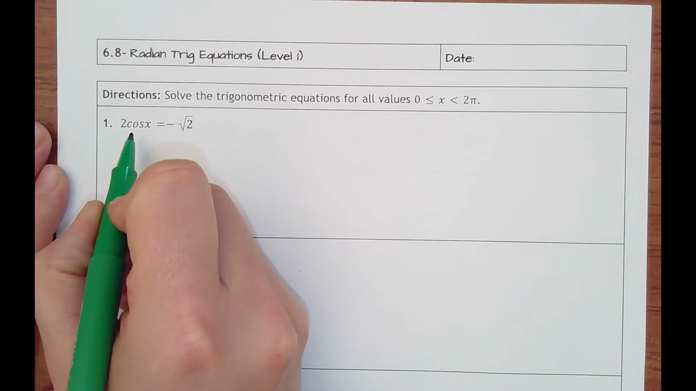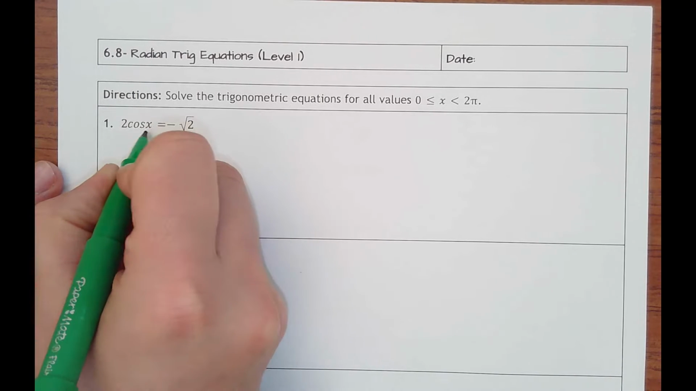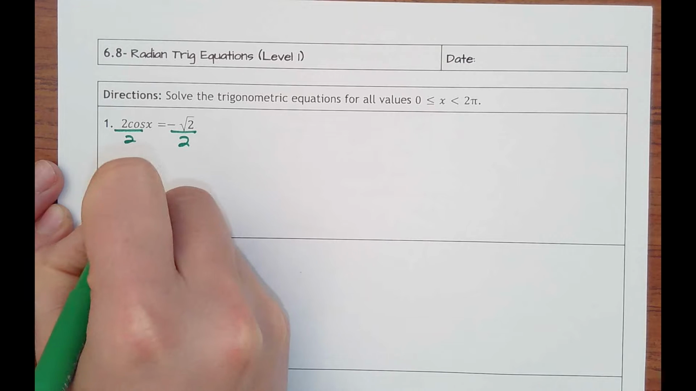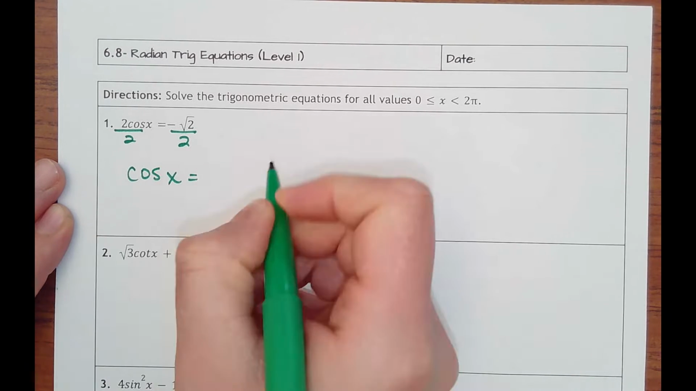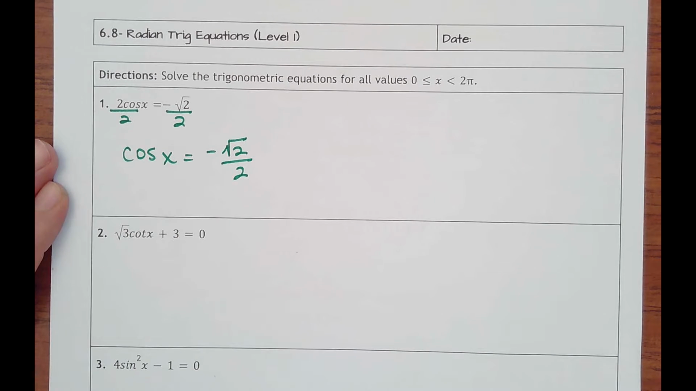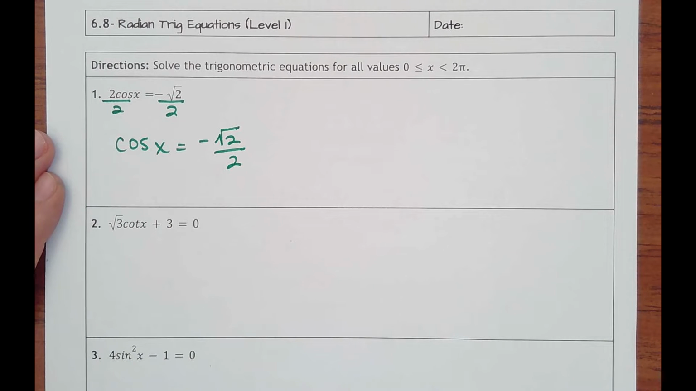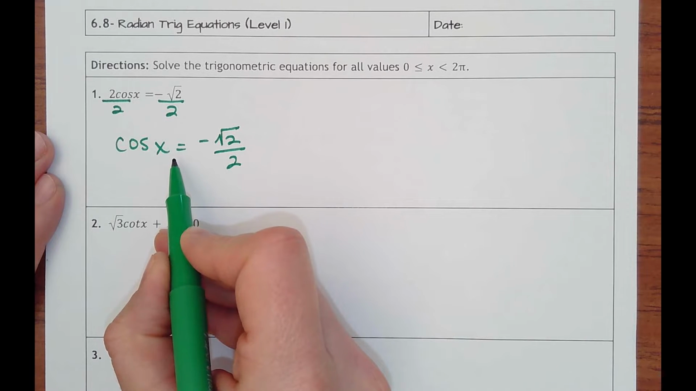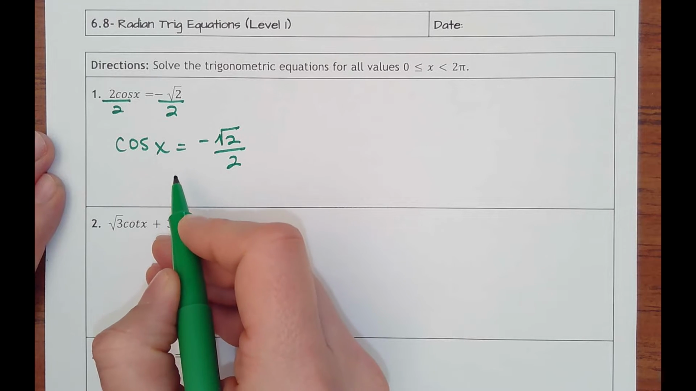So what I want to do is isolate my trig function, which is the cosine of x. So I would divide away the 2. And I'm saying cosine of what angle equals negative square root of 2 over 2. And so that one is one that we do see on our unit circle. You can do it in terms of degrees first, might be the easier route.